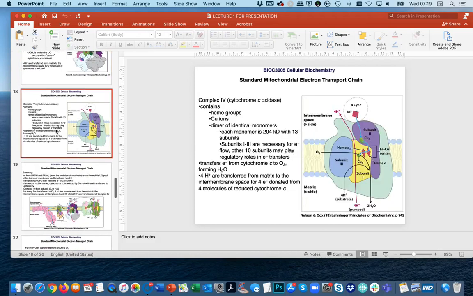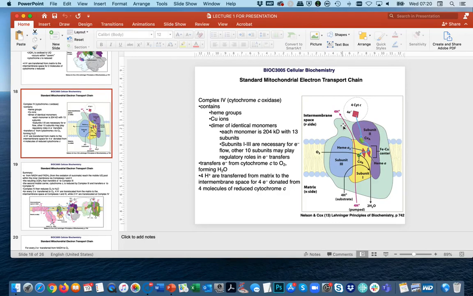All right, so now we've got the electrons on cytochrome C, which is that second mobile electron carrier in the intermembrane space, and cytochrome C then interacts with complex 4, the cytochrome C oxidase, on the intermembrane side of the complex. There are heme groups in complex 4 as well as copper ions that are involved in electron transfers, and they're illustrated in the diagram.